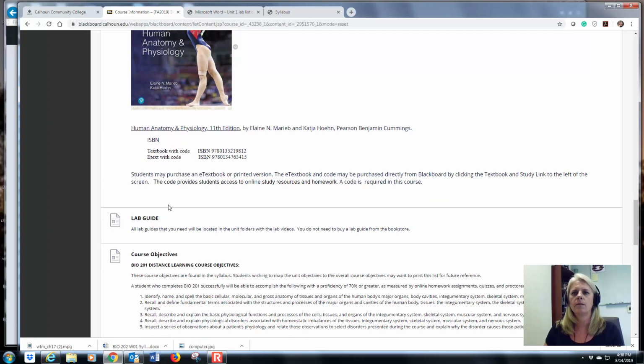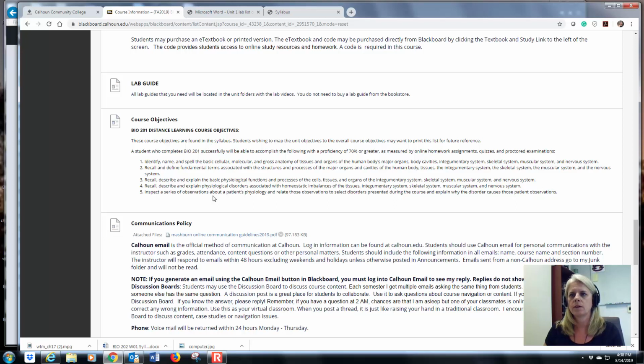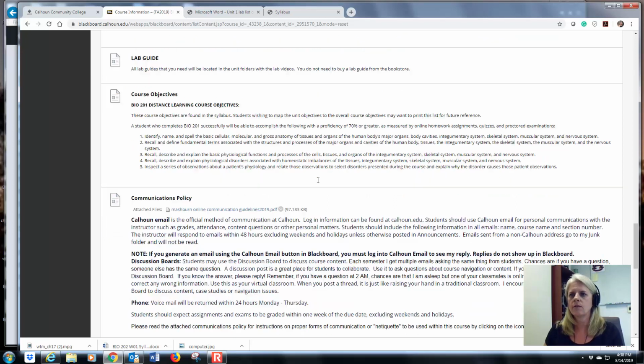You don't need to buy a lab guide. They do have them at the bookstore. You can buy it if you want to, but you can just download it for free from the website. This is what we're going to do this semester. These are the things we're going to cover.